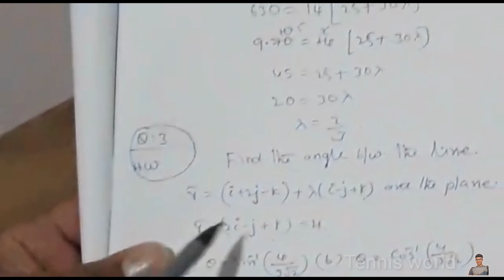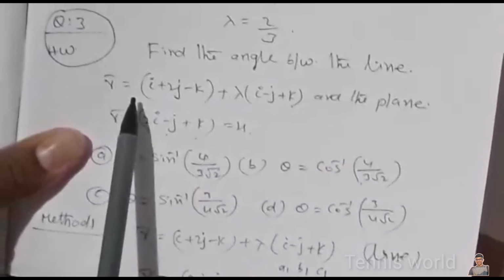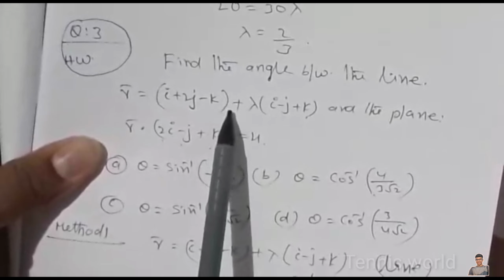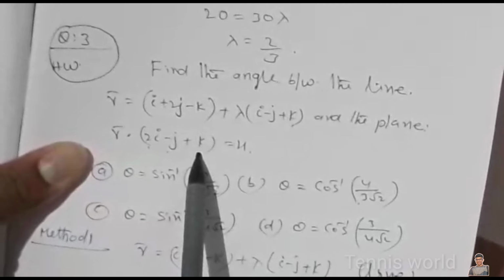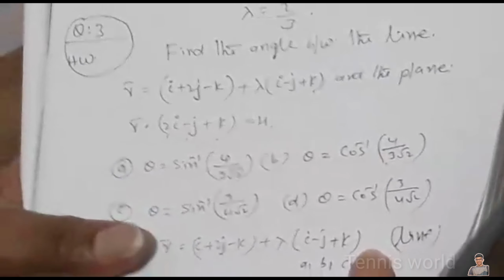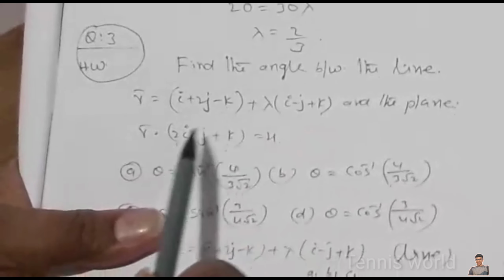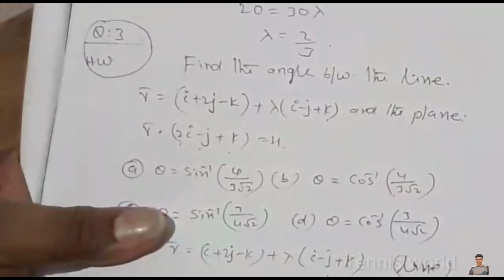Okay? So based on these two formulas, try the third question yourself. What is the third question? Find the angle between the line and the plane. See, here the given line is in vector form, and the plane is also in vector form. Okay? When the vector forms are given, we also have a formula to find the angle between them, or else convert the vector forms into Cartesian forms, then use the Cartesian form angle formula.